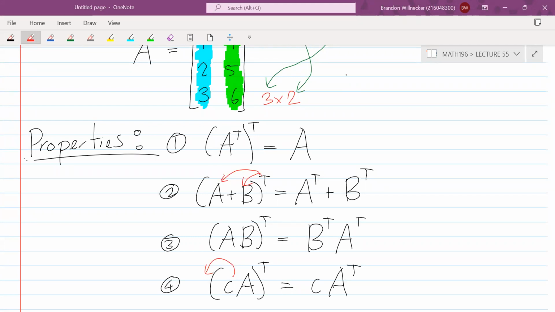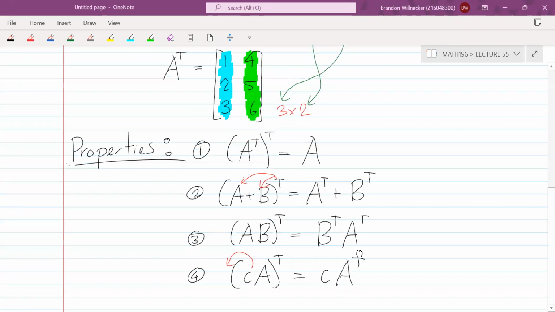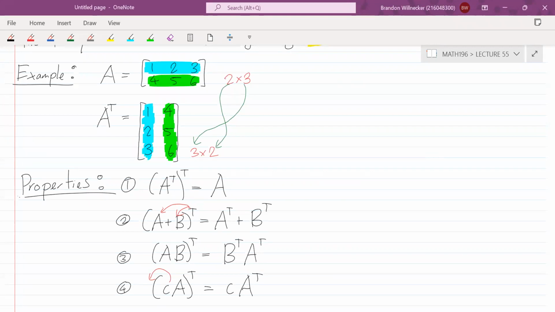Okay, there is another property with inverse matrices, but we're only going to go through that later in the week. For now, we just need to know these properties. We will add on to them later on. Okay, any other questions on the transpose?